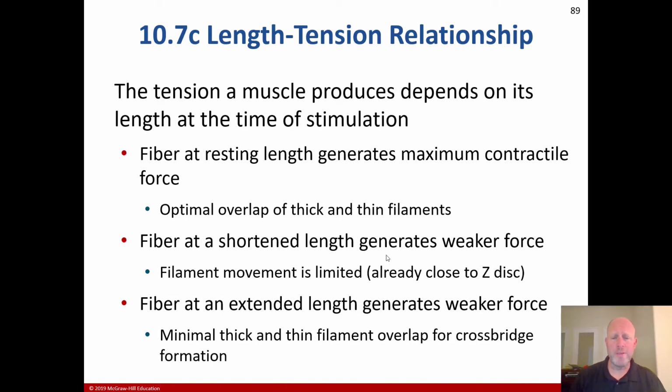The fiber at shortened length generates weaker force. The shorter the muscle, the less force capacity there is. Filament movement is limited. You're already close to the Z disc. And a fiber at extended length generates weaker force as well. So when you're in active mode, actually lengthening the muscle, as you get closer and closer to the end range, you're going to be weaker again with minimal thick and thin filament overlap. It's the optimal overlap at about mid-range where you get the most force generation during activity.